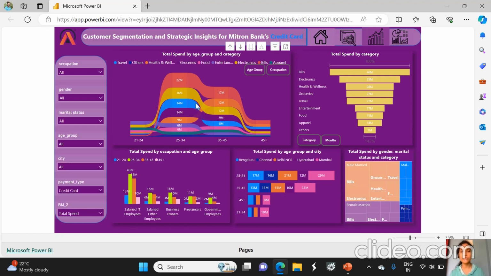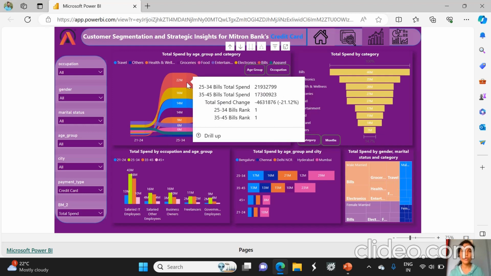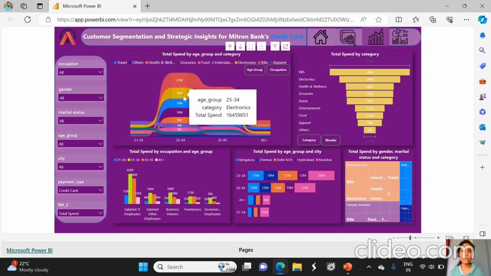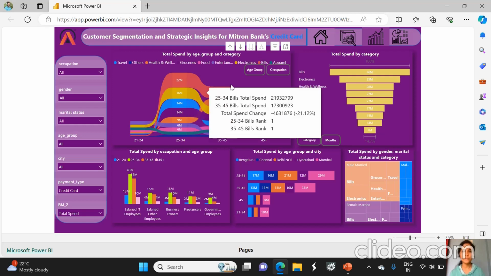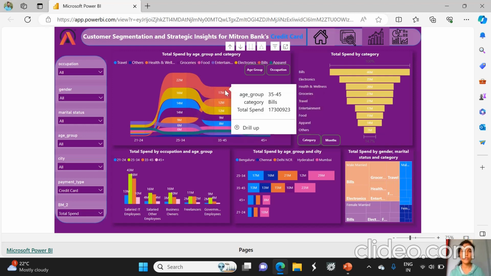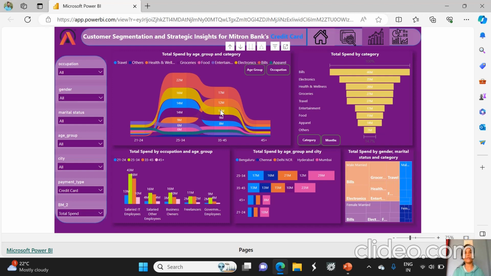The remaining graphs show the same result: 25 to 34 spending is more, 35 to 45 is the next, and they spend more on bills first, next electronics, and then travel. Similarly, 35 to 45 spend more on bills, health and wellness is the next, and after health and wellness, electronics.